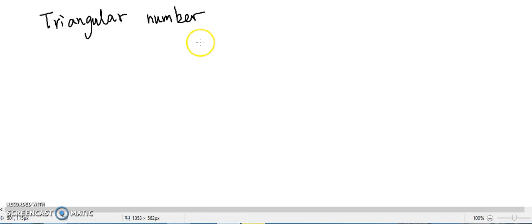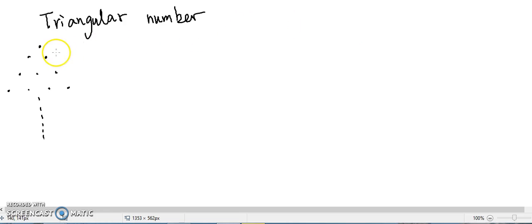What is a triangular number and how do we construct triangular numbers? So if we put one dot in row 1, 2 dots in row 2, and 3 dots in row 3, 4 dots in row 4, and following the pattern, you can keep going forever. And in this way, we form triangular numbers.